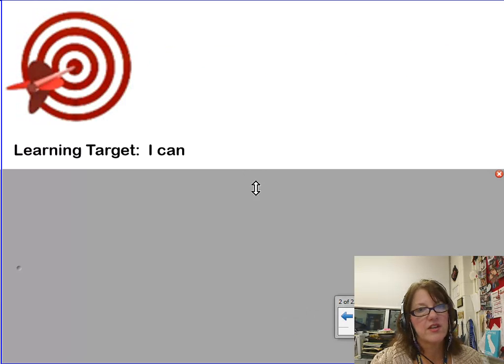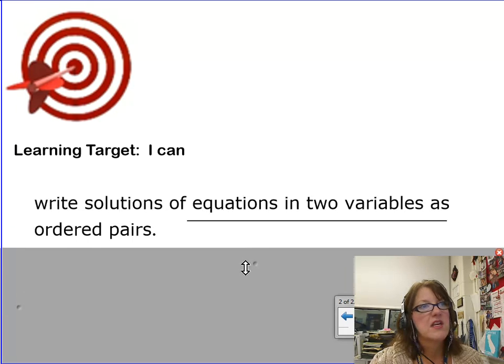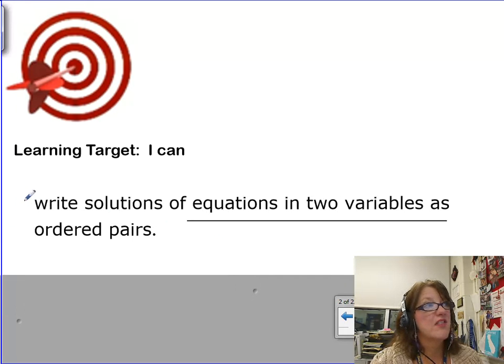Now, your learning target today for these ordered pairs is basically to do this. And here's where you might want to pause the video to get this written down. I can write solutions of equations in 2 variables as ordered pairs. Get that. Pause the video if you need to.